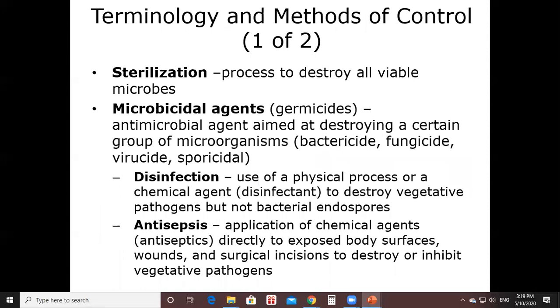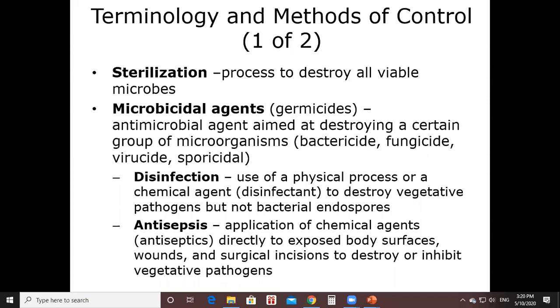Okay, this is terminology and methods of control. So, wait a minute. Okay, so now we'll talk about terminology and methods of control.